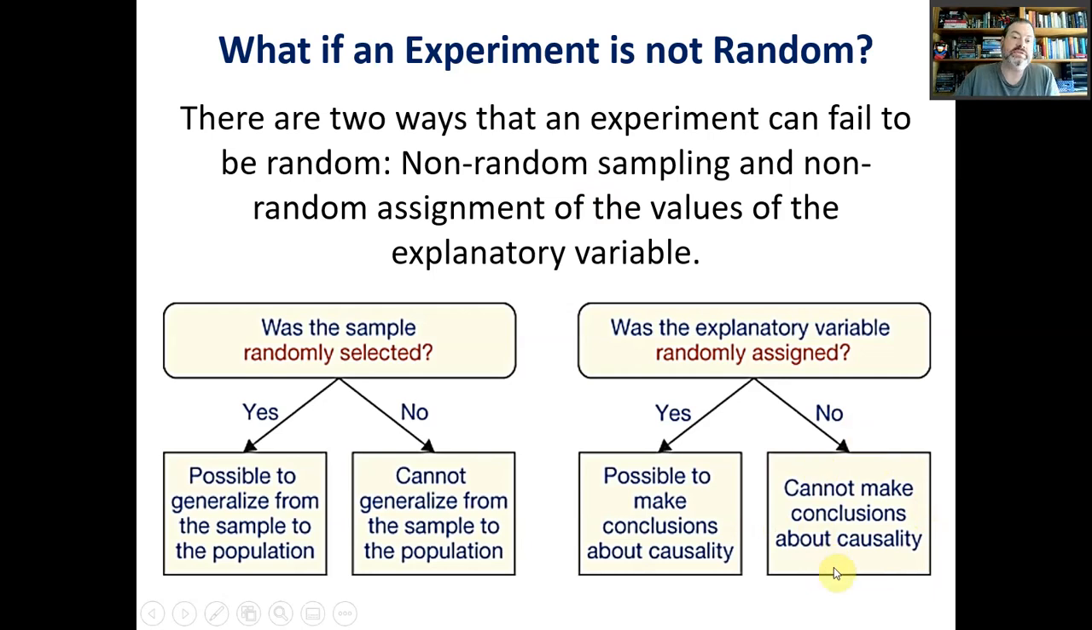Because as a researcher, there's no active assigning of a variable. You're just observing people as they naturally might be. So you cannot make causation conclusions.